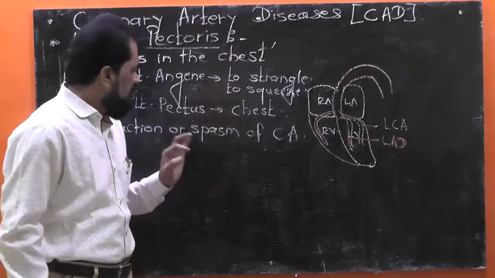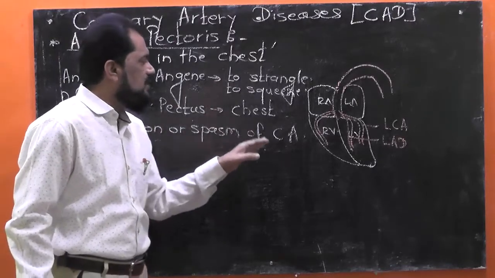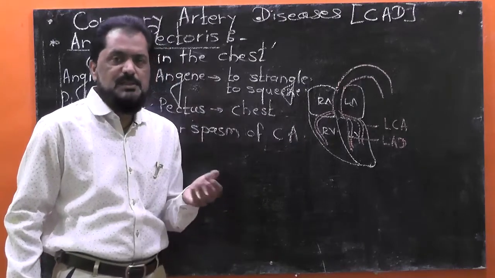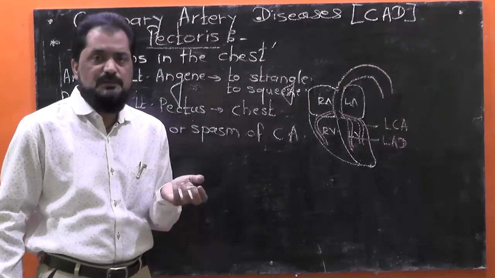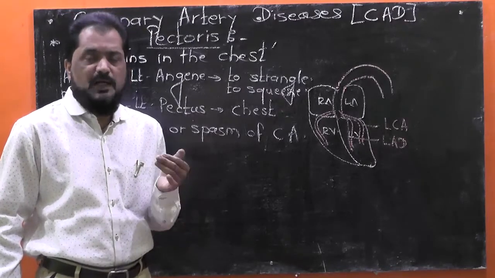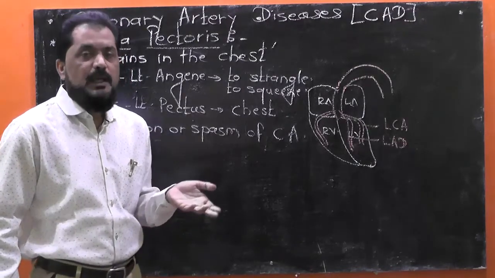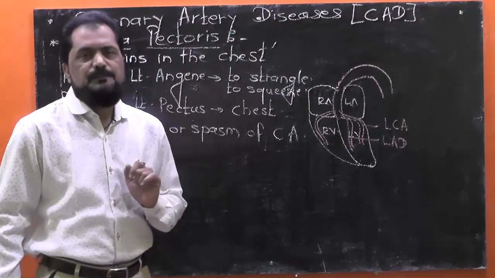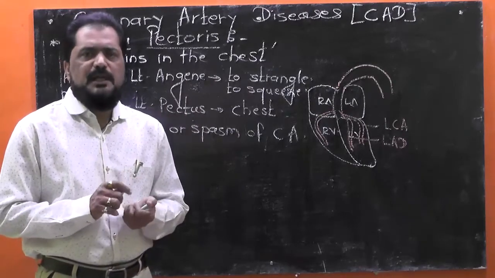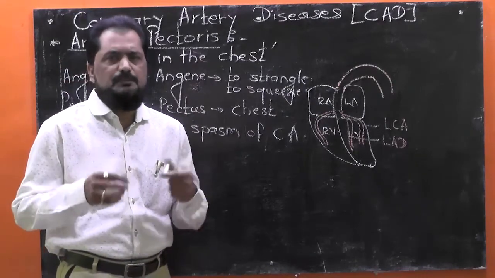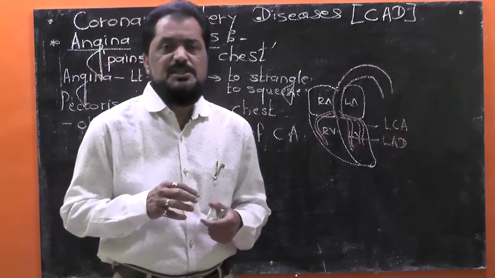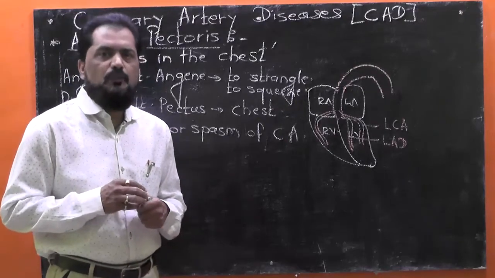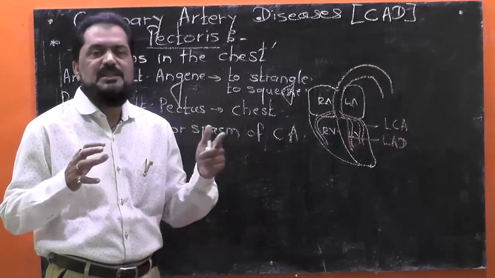So whenever there is any obstruction or spasm of coronary arteries, then the cardiac muscles, heart muscles cannot get sufficient oxygen, cannot get sufficient nutrients as well as glucose, and thus that individual has such type of feeling of pains. Angina pectoris is characterized by chest discomfort, and the patients of angina pectoris often complain of chest discomfort.